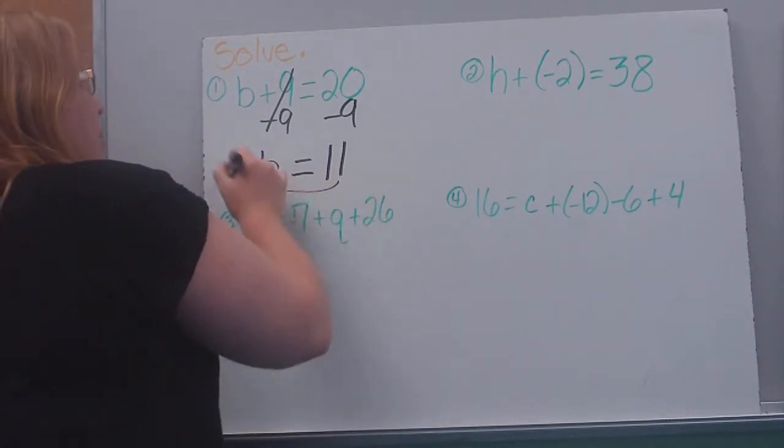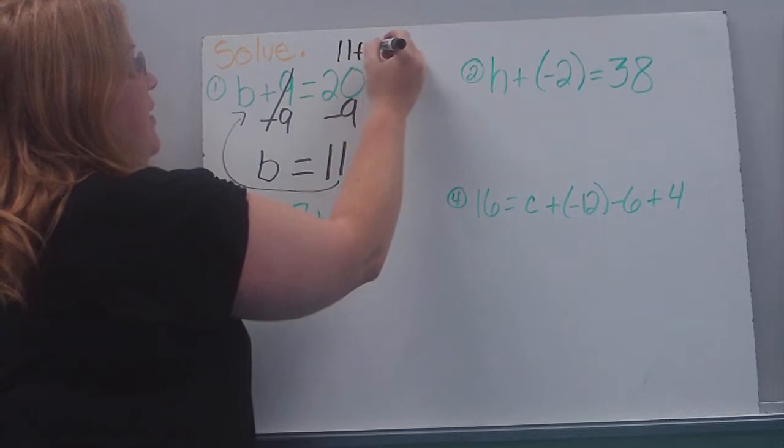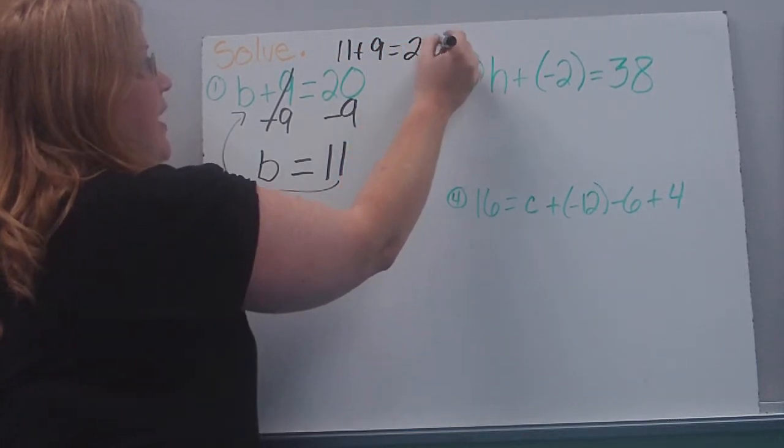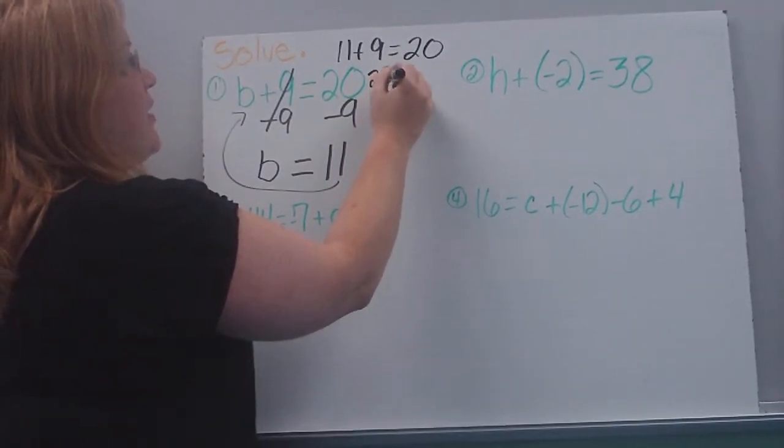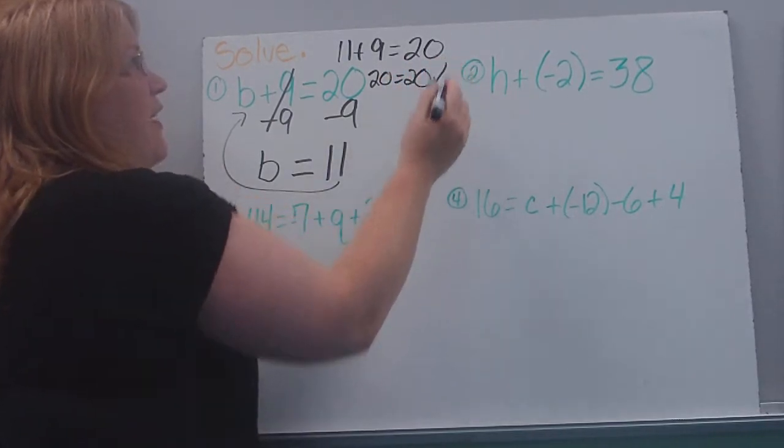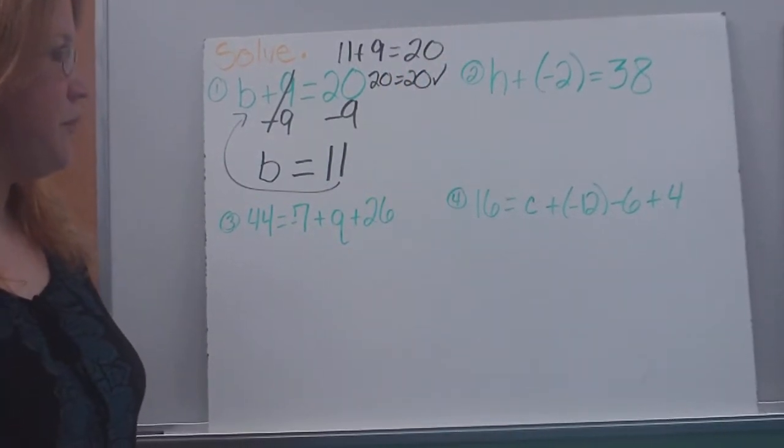So let's take that and plug it back in here. 11 plus 9 should equal 20 is what I'm saying. If I add 11 and 9, I do indeed get 20, and I find out that my equation checks out.